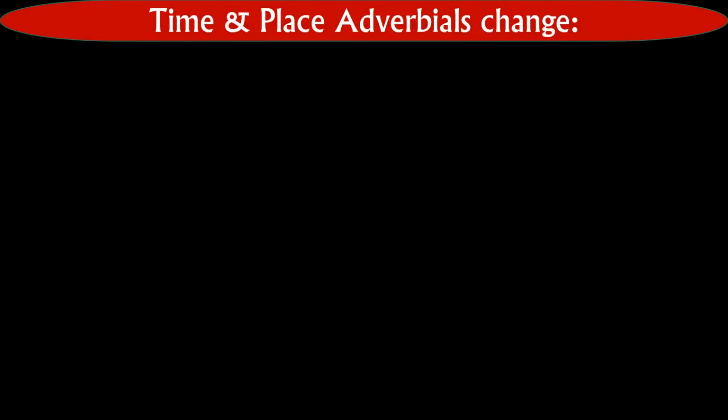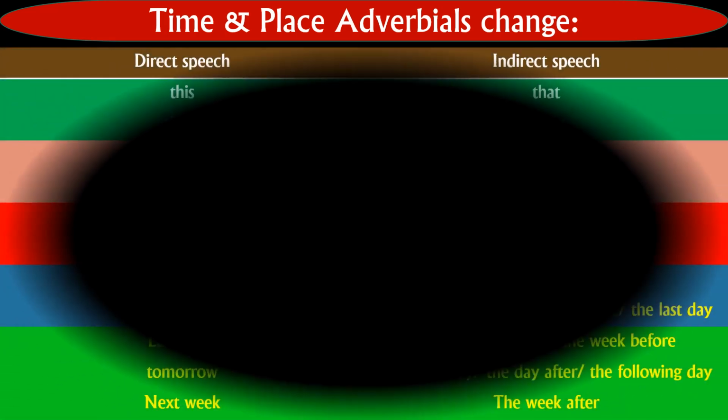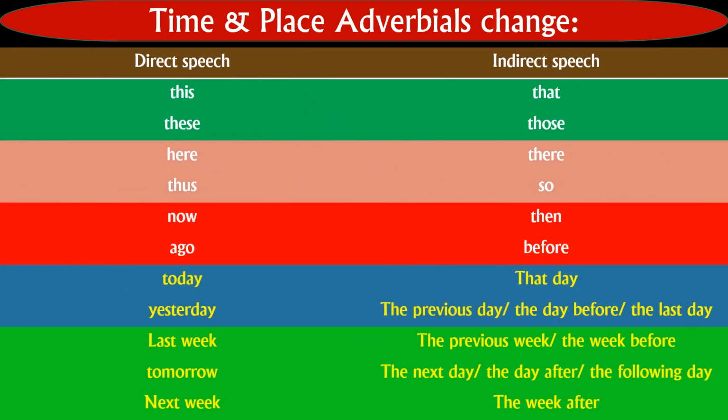The next one: time and place adverbial changes. Special cases will be there, I have already told you. What are the words when changing direct speech into indirect speech? This becomes that, these becomes those, here becomes there, thus becomes so, now becomes then, ago becomes before, today becomes that day, yesterday becomes the previous day or the day before, last week becomes the previous week or the week before, tomorrow becomes the next day, the day after or the following day, next week becomes the week after.